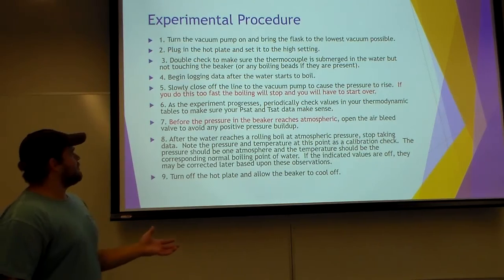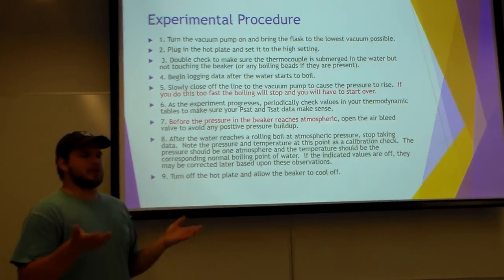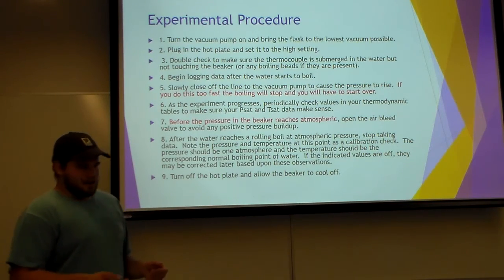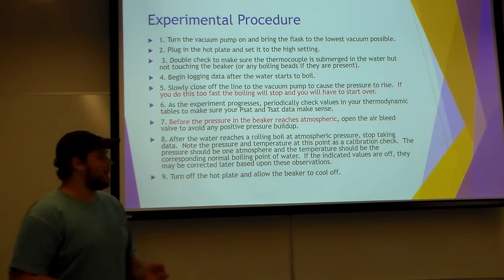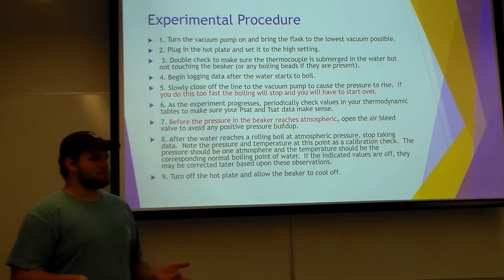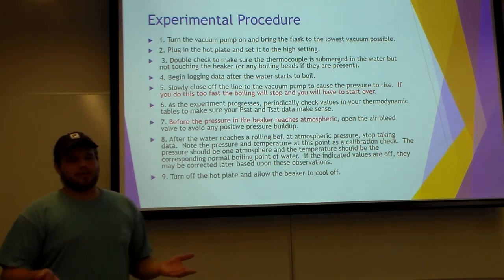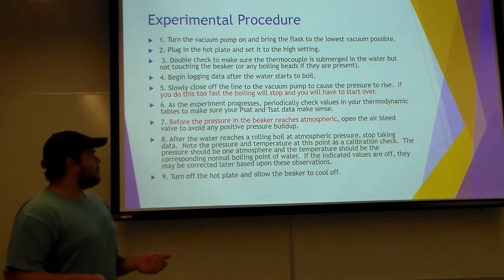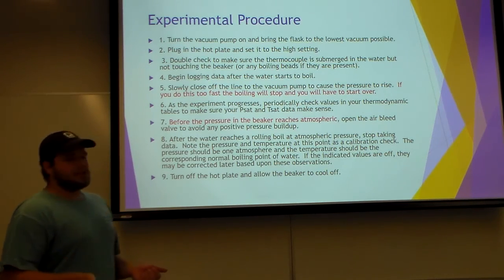To start the procedure, we have to turn the vacuum pump on to bring the pressure in the beaker as low as we can. Ideally, we'd be able to get it to 0, but that's physically impossible. So we get the pressure inside of the beaker as low as we can, and then we turn on the hot plate and boil the water at that low pressure. Once the water begins to boil, we got to make sure that the thermocouple is submerged.